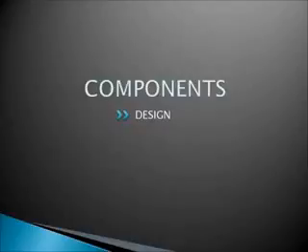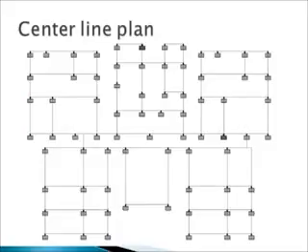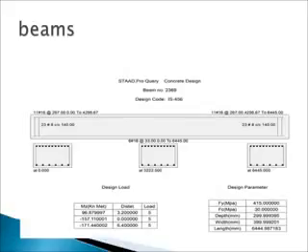Now we look into design of different components of the building. Columns. The main function of a column is to transfer all types of loads from the building to the foundation. In our structure, we adopted 3 types of columns, depending on the load acting on the column. This figure shows the center line diagram of the building. After the design of columns using STAAD, we get reinforcement details as shown in the figure.